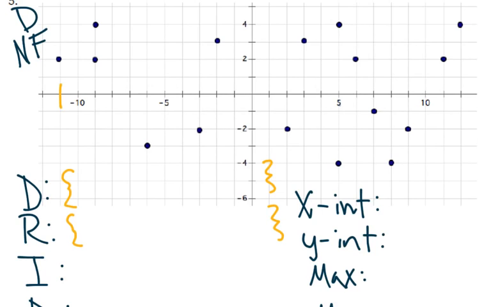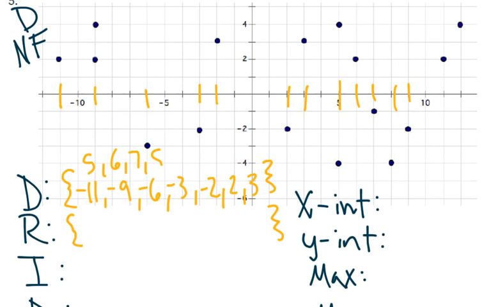So an x is a -11, a -9, even though there's two of them, a -6, at -3, at -2, at 2, 3, and I'm just going to keep writing up here, 5, 6, 7, 8, 9, and 11 and 12. Okay? So, there's our domain.